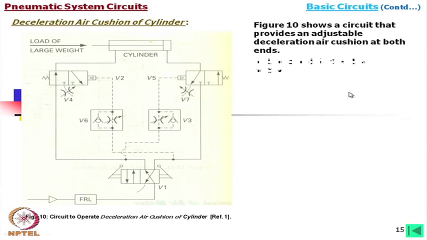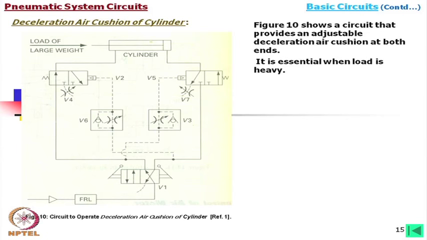In many cases, particularly where the heavy load is there, we need a cushioning effect at the end of the cylinders. The cushioning effect is also used in case of hydraulic cylinder. In that case, the system is like that. When the cylinder is reaching towards the end of the stroke, then the outlet port through which the oil is going out, the area of that port is controlled, and there is a cushioning effect.